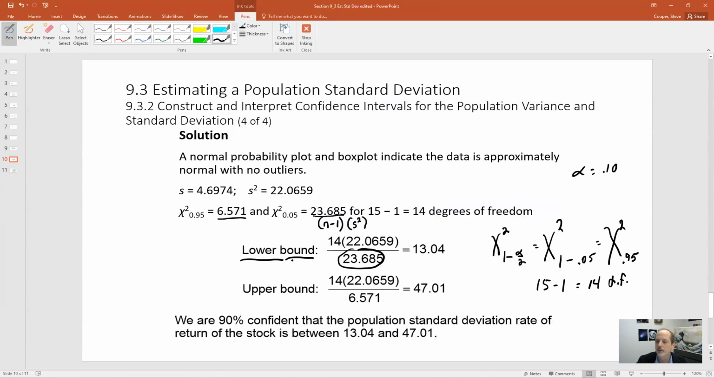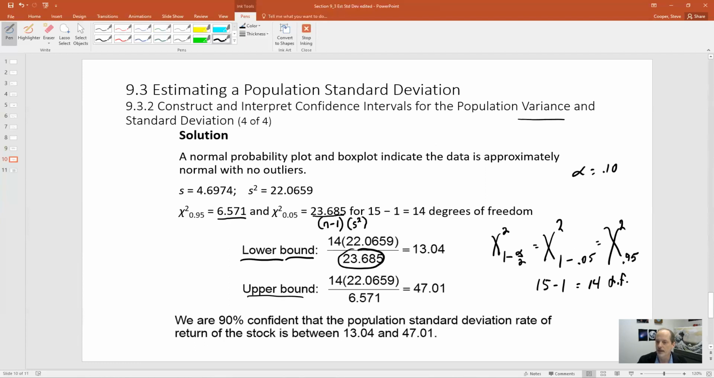Okay, so that goes into our lower bound calculation. So here was our n minus 1, our s squared, and then chi-square of 0.05. When I calculate that, I've got the lower bound. Now remember, we didn't take the square root, so this is for the variance so far. And then when we plug in chi-square of 0.095 to get our upper bound, we get 47.01.